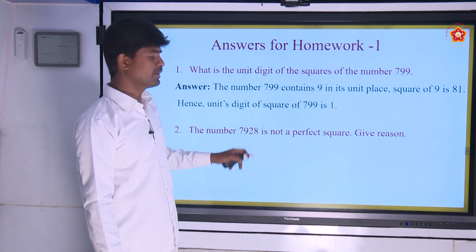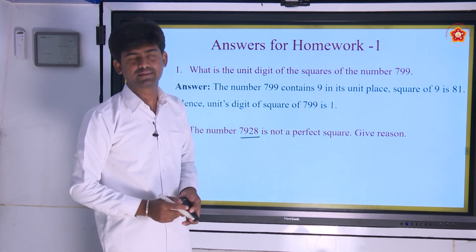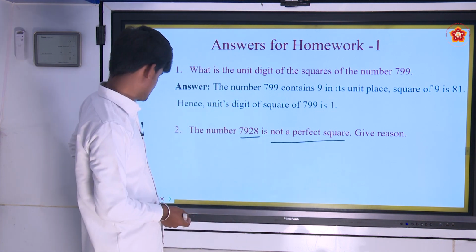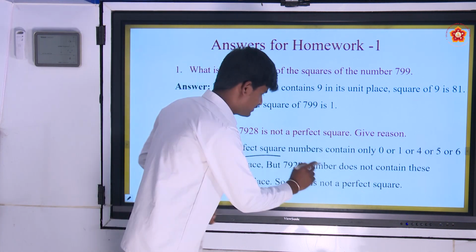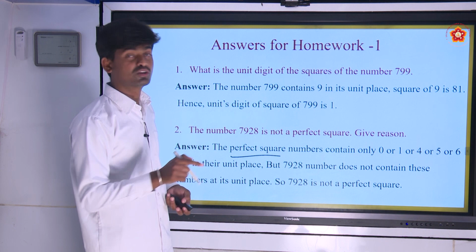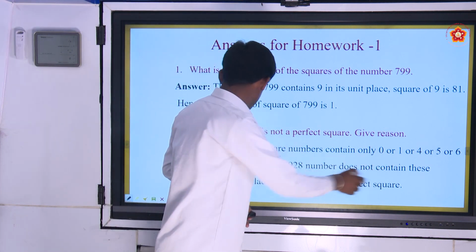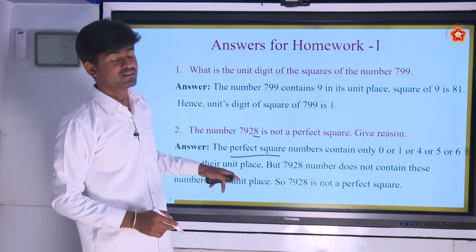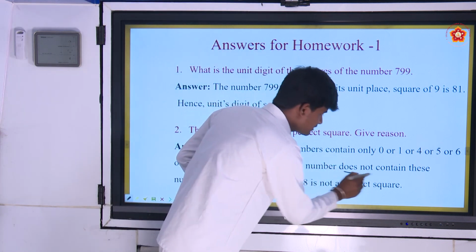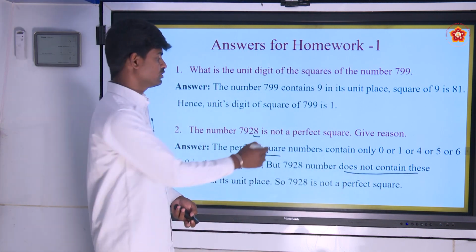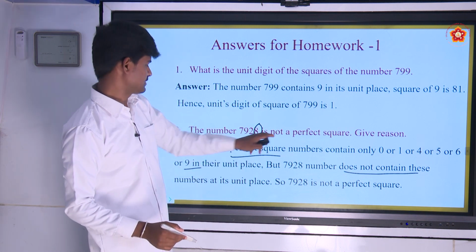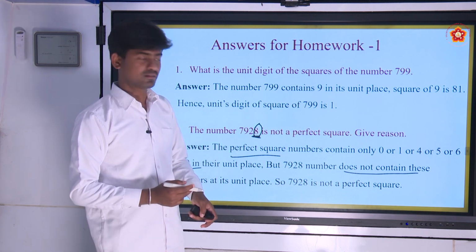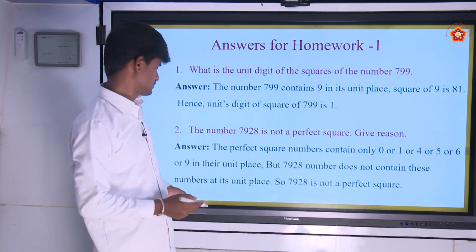The second one: the number 7928 is not a perfect square. Give the reason. What is the reason? A perfect square number contains only 0, 1, 4, 5, 6, 9 in its unit place. But here the number 7928 does not contain these digits at its unit place. There is an 8 in the unit place. So that's why 7928 is not a perfect square.